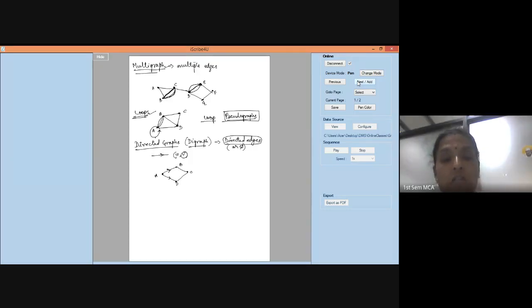It shows a direction from which vertex to which vertex you are trying to move, or from which node to which other node you are trying to move. That is what is meant by directed graphs or digraphs. Look at here, we have an edge. That edge starts at A. This is A comma B. That means, what does this edge mean? It starts at A and ends at B.